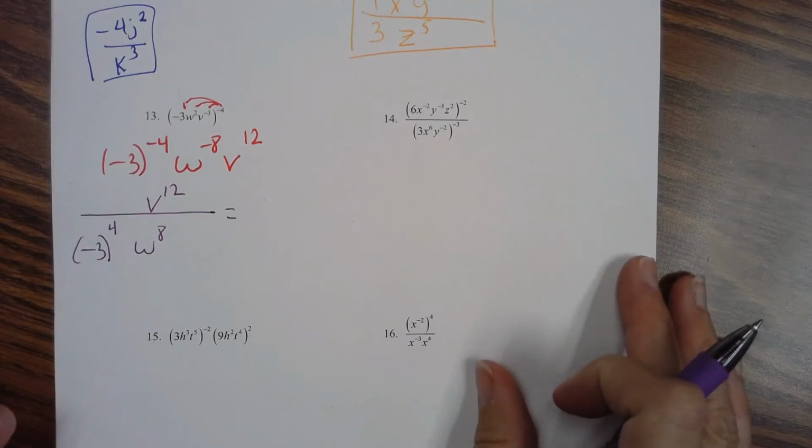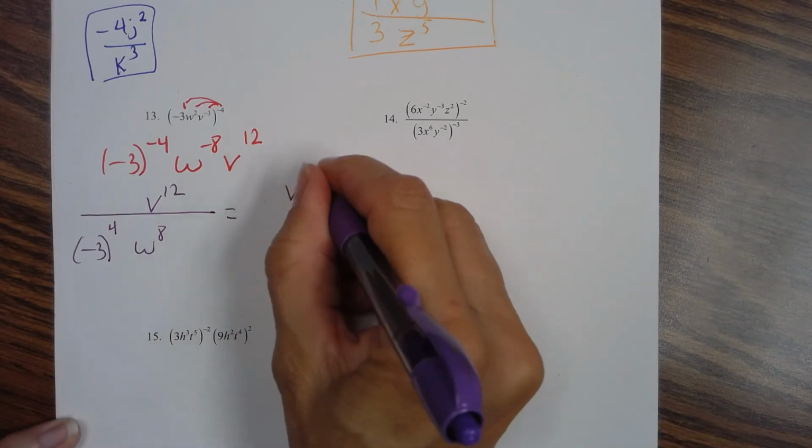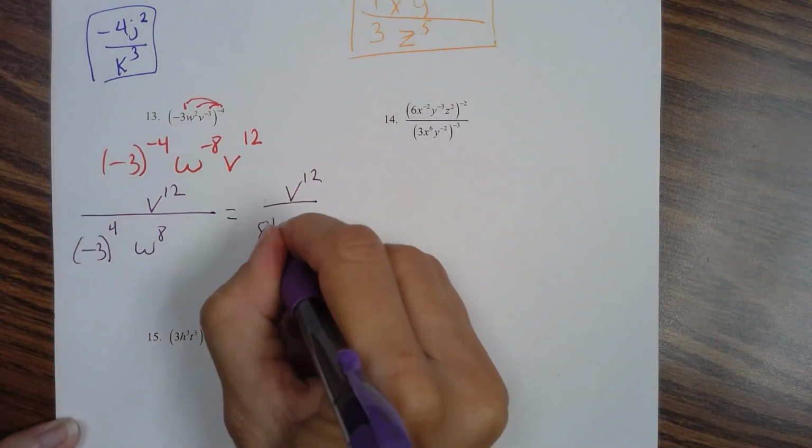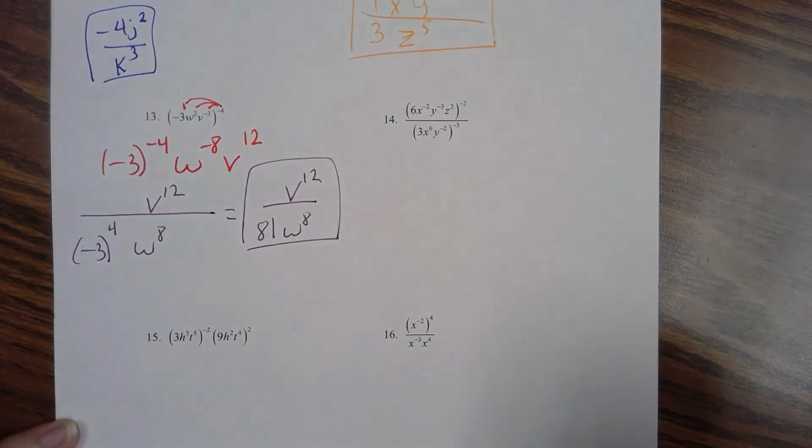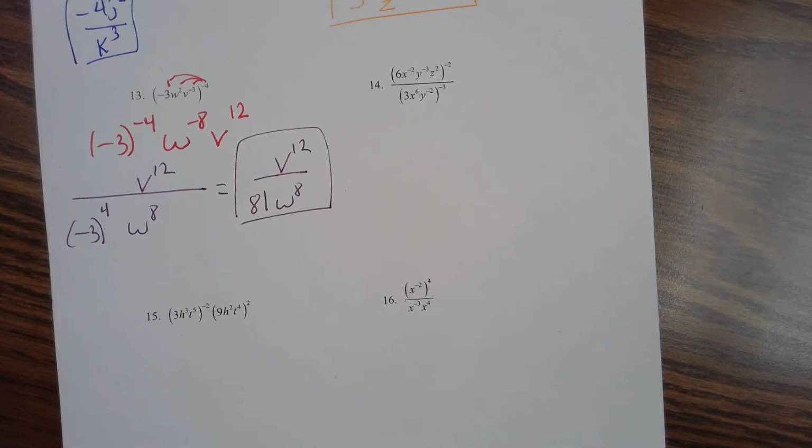Negative 3 times negative 3 times negative 3 times negative 3 would be negative 81. So v to the 12th all over positive 81 w to the 8th. So look at 14. We have parentheses 6x to the negative 2, all raised to the negative 2nd power, over parentheses 3x to the 6, y to the negative 2, all raised to the negative 3rd power.